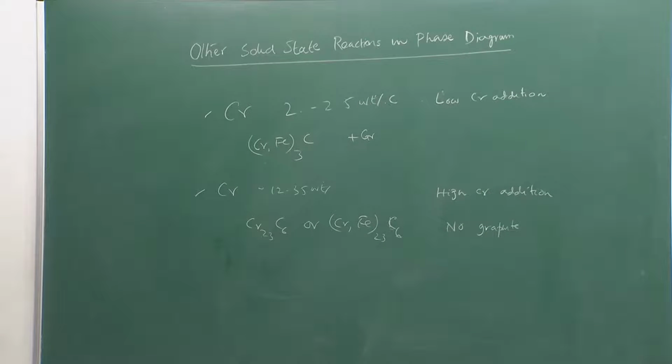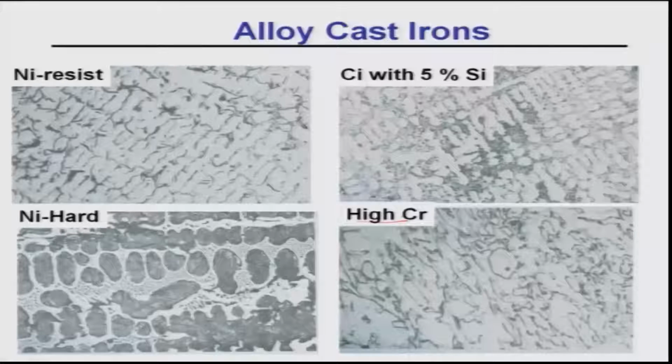That is what you see in this microstructure. When you have high chromium, as you see here, you have lots of Cr23C6, or Cr iron 23 C6 carbide present. This is the most important difference when you have a large amount of chromium present.